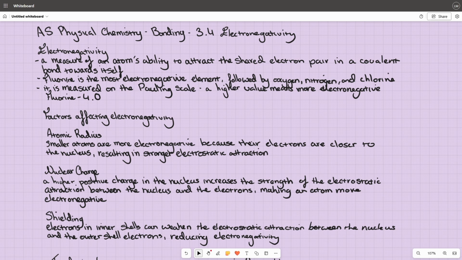Shielding is the third factor. Shielding is another factor that affects electronegativity, and it means that electrons in inner shells can weaken the electrostatic attraction between the nucleus and the outer shell electrons, reducing electronegativity. So this means that the inner shells between the nucleus and the outermost electrons act like a barrier which blocks the attraction.